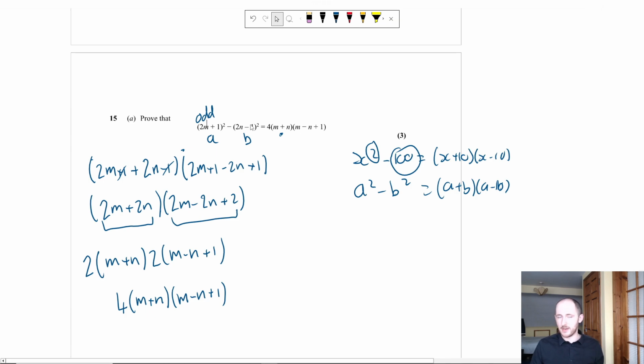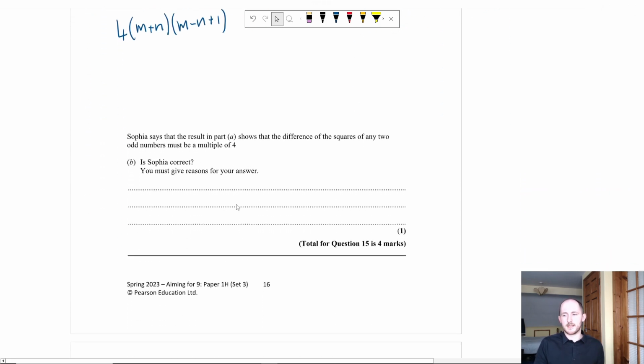What about 2n minus 1? Is that an odd number? Well, 2 times any number is even. Minus 1 is always odd. So this does indeed prove that an odd number squared minus an odd number squared is always a multiple of 4. So the multiple of 4 bit comes from the fact that they factorized out a 4. So you would say yes.